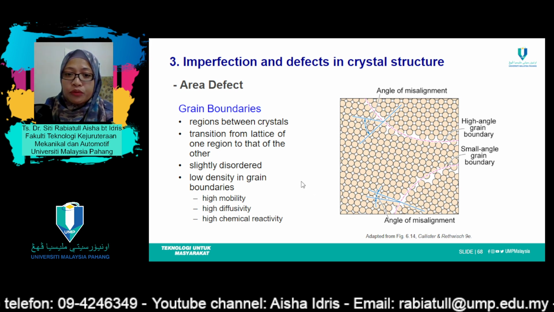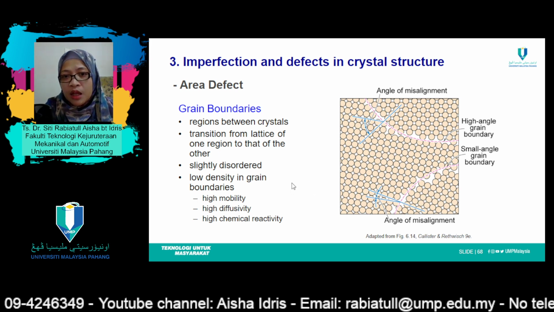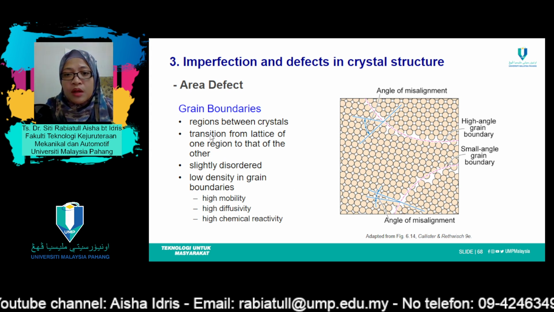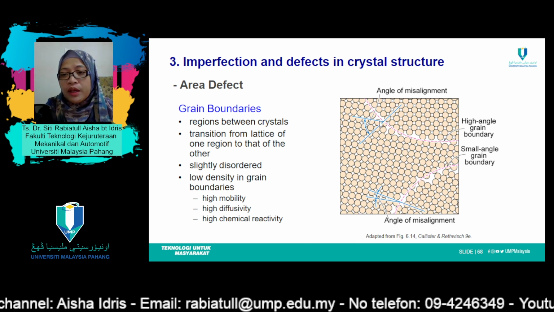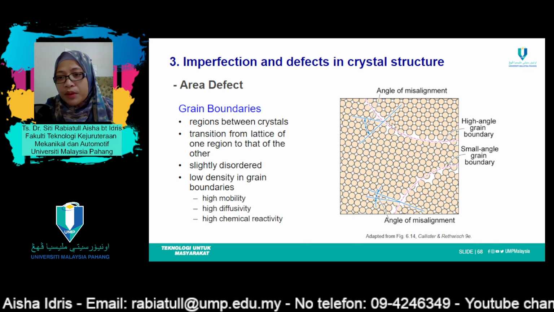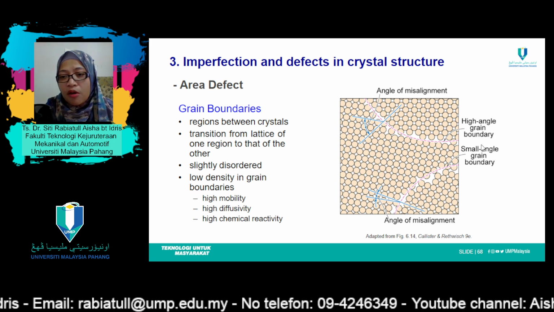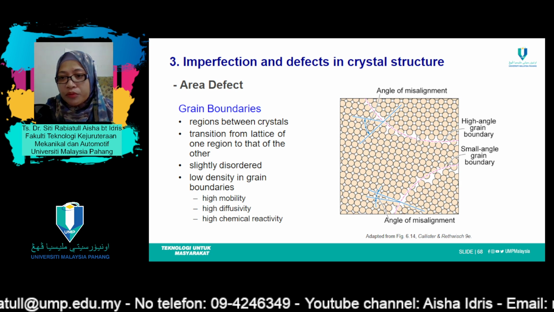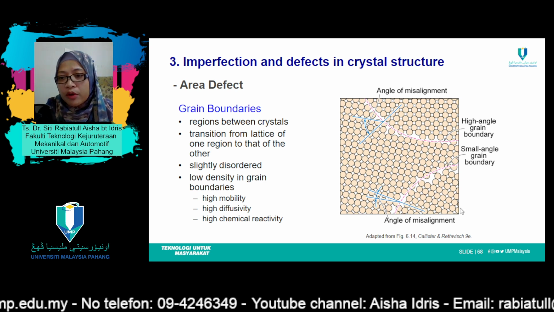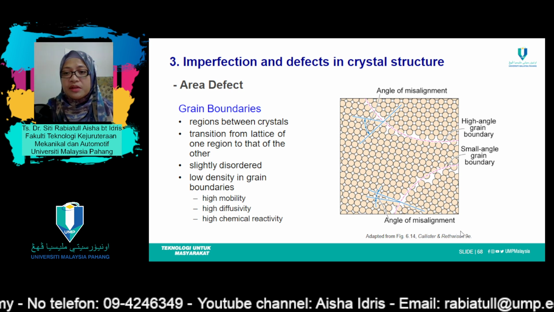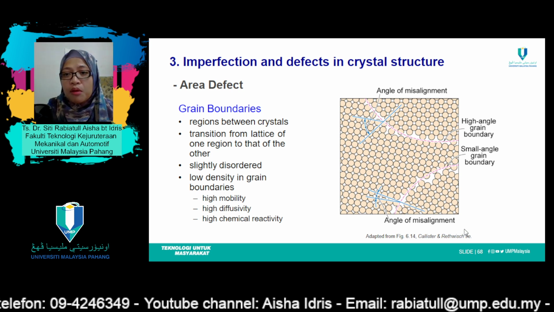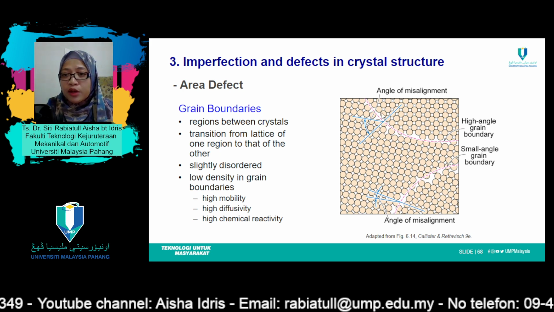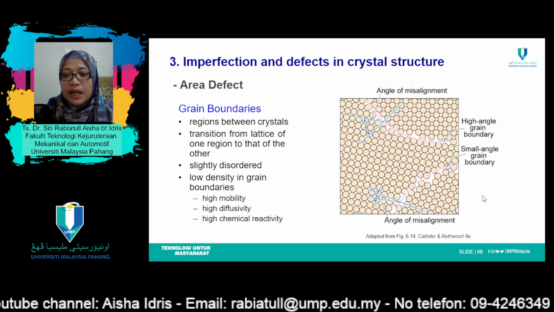Other than that, grain boundary defects may also happen at the grain boundary. We can see that, for example, by referring to this figure over here, the orientation is changing. This is the grain boundary, and these are the arrangement of the atoms. It changed slightly over there. So this is called the grain boundary defect. And you may see the angle of misalignment over there.